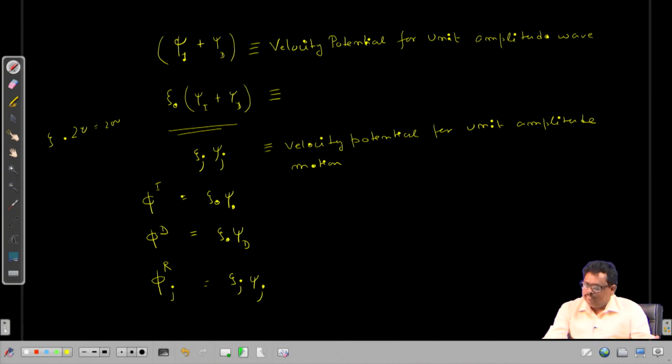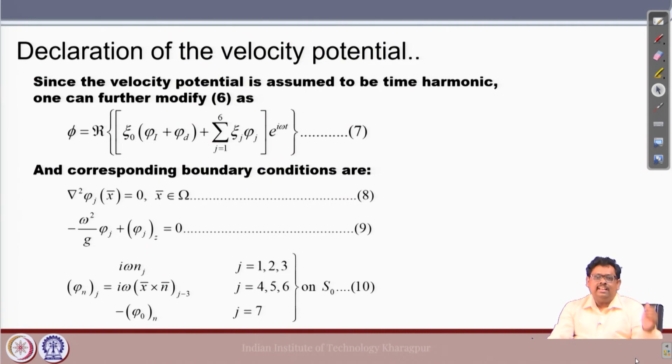Okay. So, with this understanding, let us go back to this slide. Now you can see that equation 7 is absolutely clear to you. It is nothing but xi 0 into psi I plus psi d, and xi j into psi j.